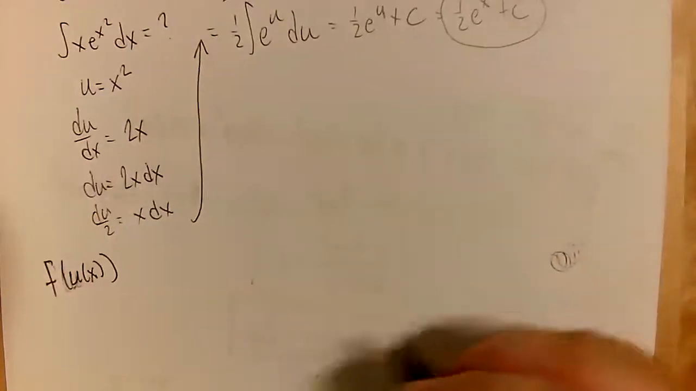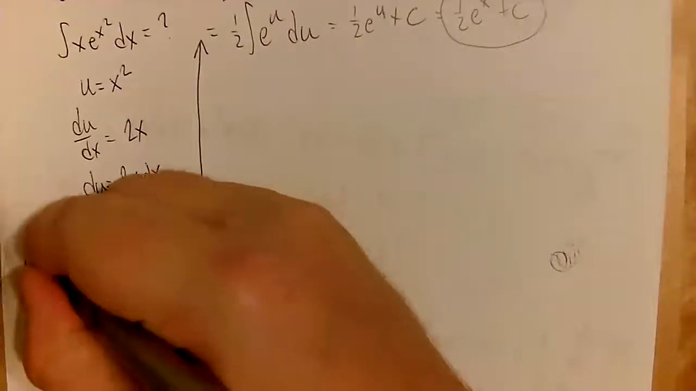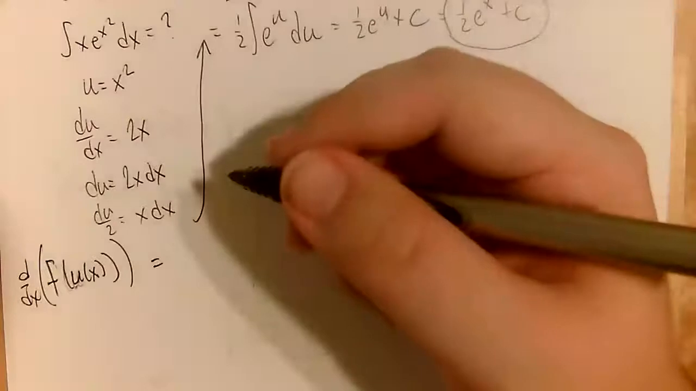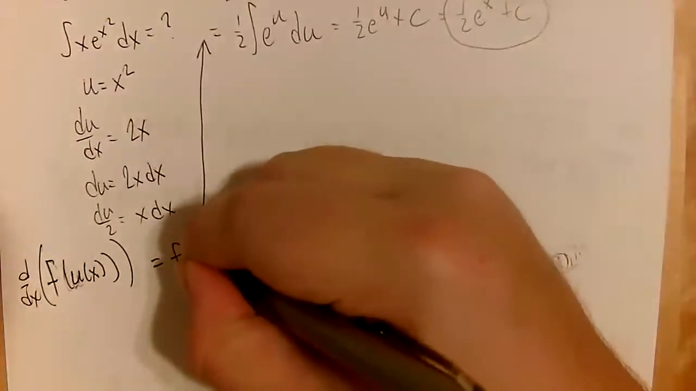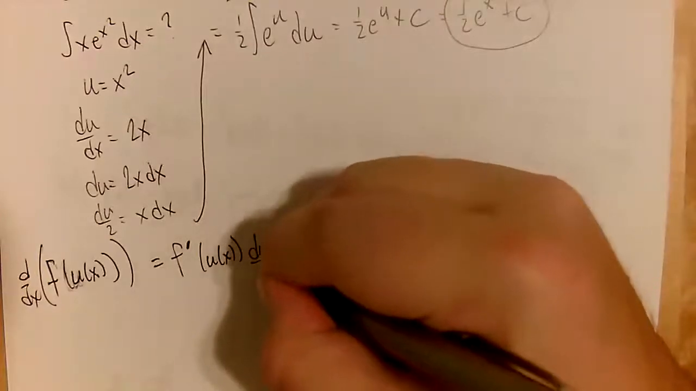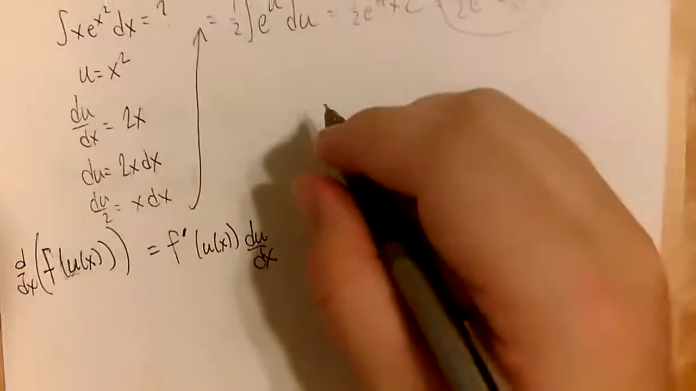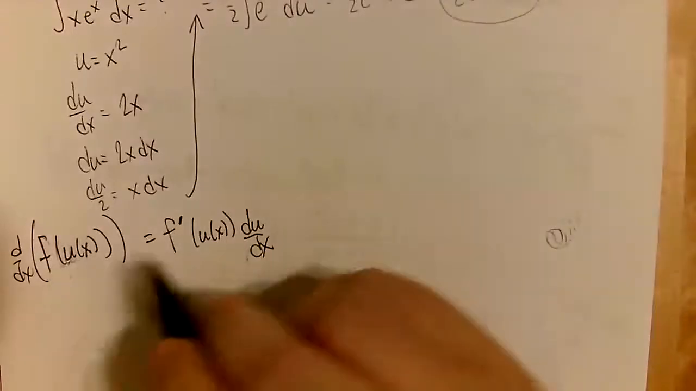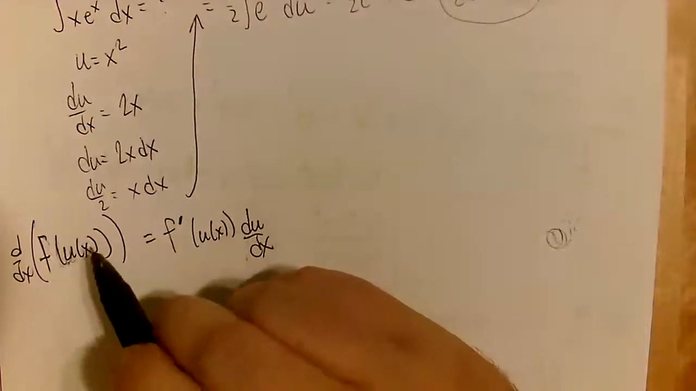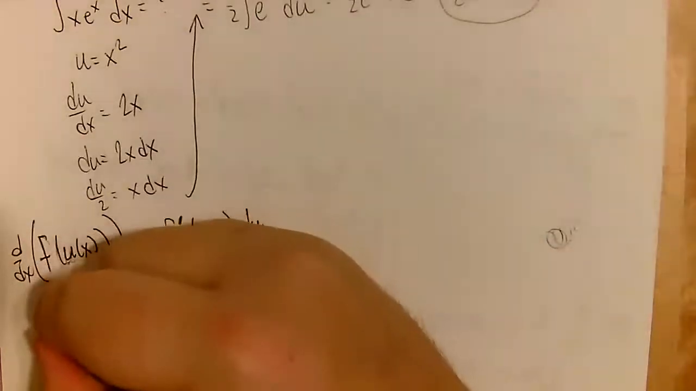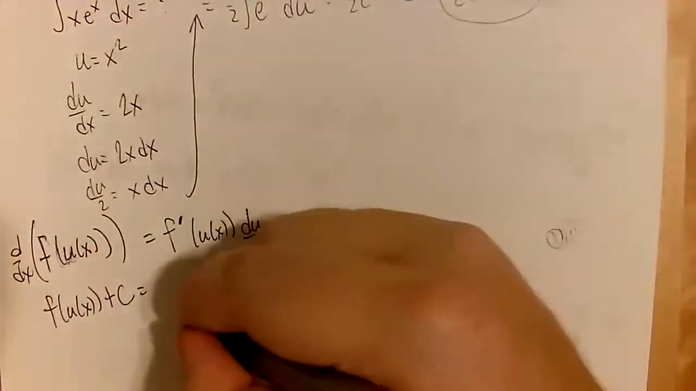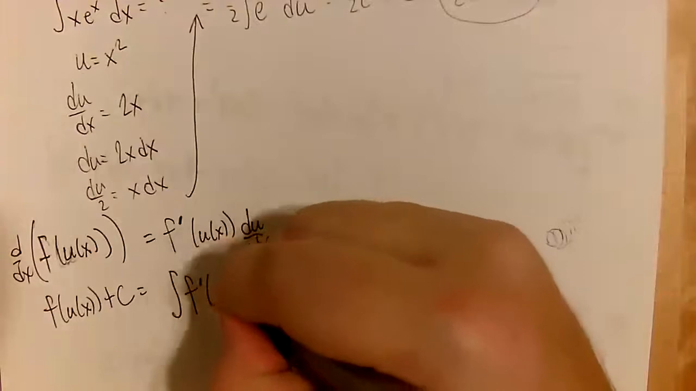Well, let's suppose we wanted to do the derivative of f of u of x. Well, then by the chain rule, we would have f prime of u of x times du dx. So now what I'm going to do is take the antiderivative of both sides of this. So the antiderivative of a derivative is the function itself, possibly with a constant. And on the other hand, I'm going to do the antiderivative here.